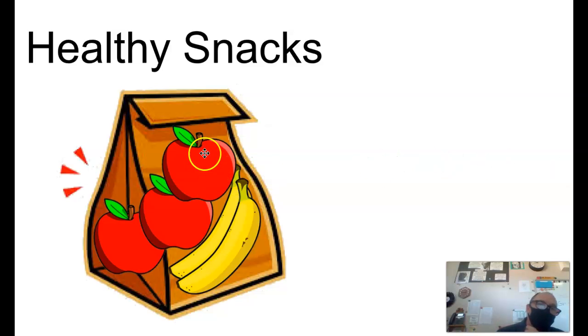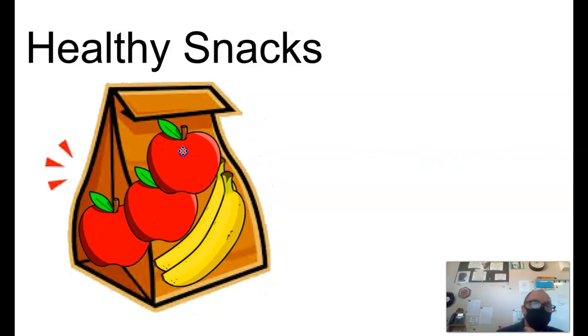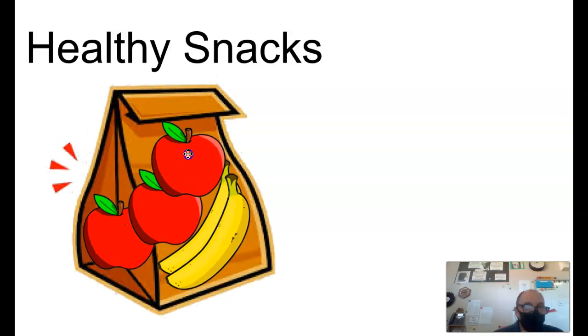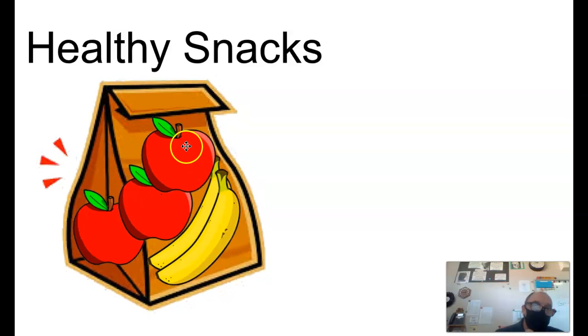I've got here a bag of healthy snacks. I wish it were unhealthy because I like Twinkies and stuff better, but whatever. This is a healthy snack. And inside this lunch bag, I got 3 apples and 2 bananas. I actually eat 2 bananas every day. I love bananas. 3 apples is too many.